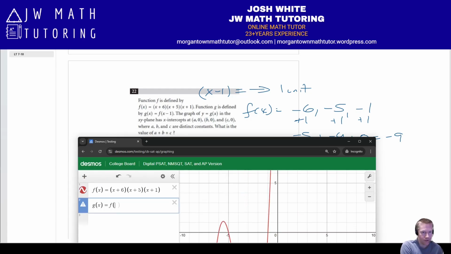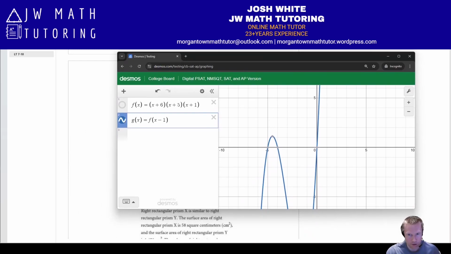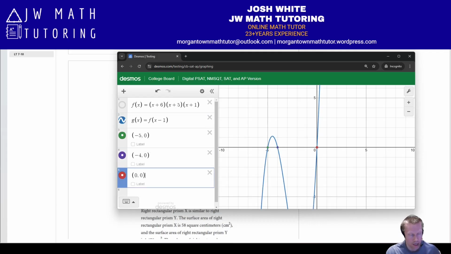Then let's graph our translated function. Okay, so now we have our translated function. So what are the three x-intercepts? That's our a, b, and c values. Well, -5, -4, and 0. And now you're just adding these three x values, -5 plus -4 plus 0, and that's how we get -9.